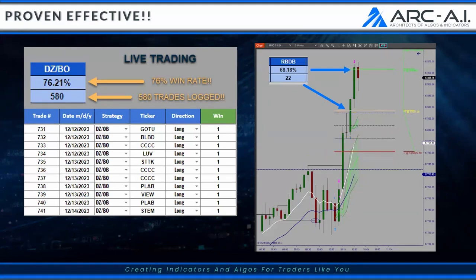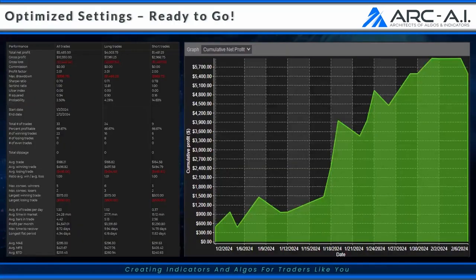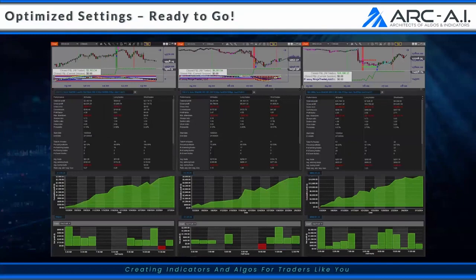It works because we've proven it works. We've traded it for a very long time. Of course, we have optimized settings ready to go for you. Green up and to the right, everything you want to see in terms of an algo. We got that covered. This one's trading at a 1-to-1 risk reward, and the beauty of it is you can optimize that too. We've got a couple different markets ready to go, a couple on ES, one on MNQ. We're going to look at some more markets tomorrow in terms of optimization as well.